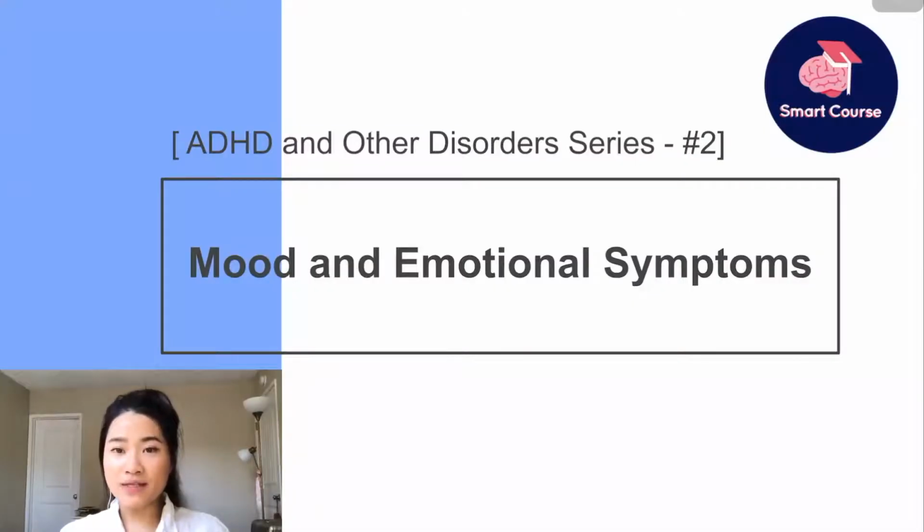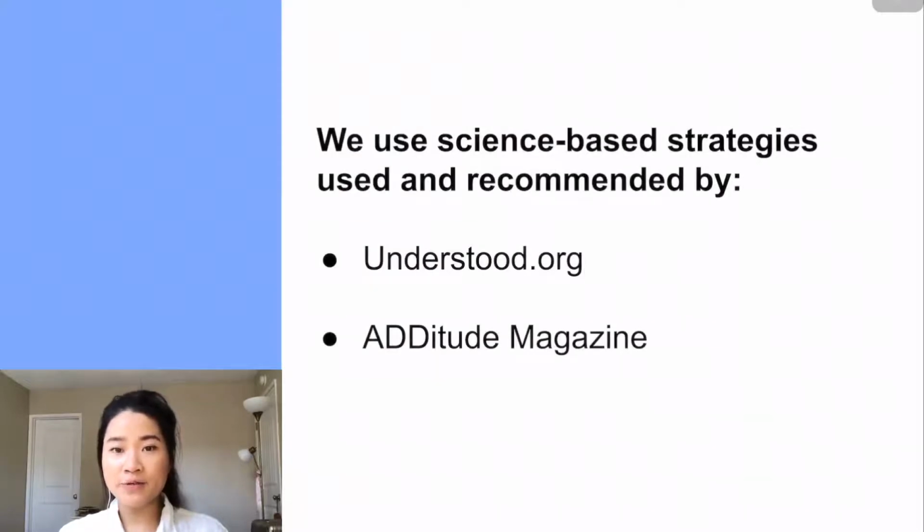especially ADHD. We are going to help you understand mood swings and emotional dysregulation in your middle school age child with ADHD, with research-based strategies used and recommended by Understood.org and Attitude magazine.